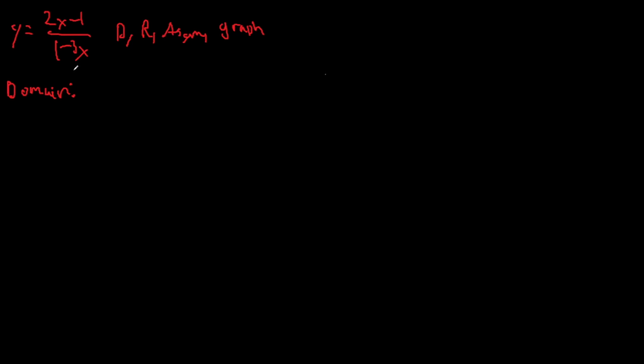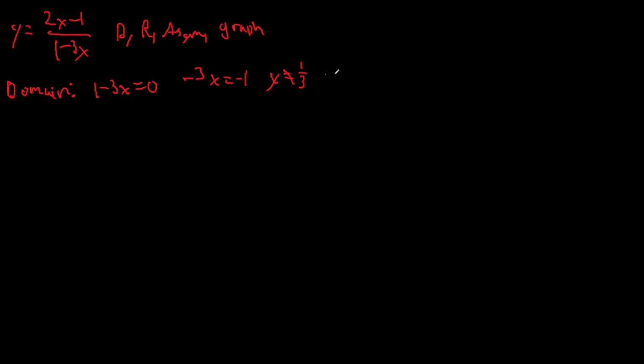I forgot how to spell domain there for a second. We just have to look at the denominator and see what x can't be. So we know that you can't divide by 0, so we just want to find when this equals 0. And I guess we can use algebra to solve this. You're going to end up getting that x equals 1/3. So that means that in the function x cannot equal 1/3 because then it'll be 0.